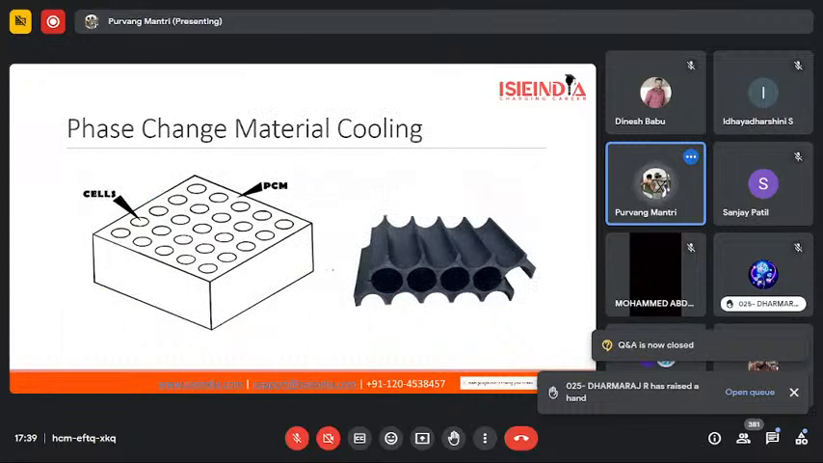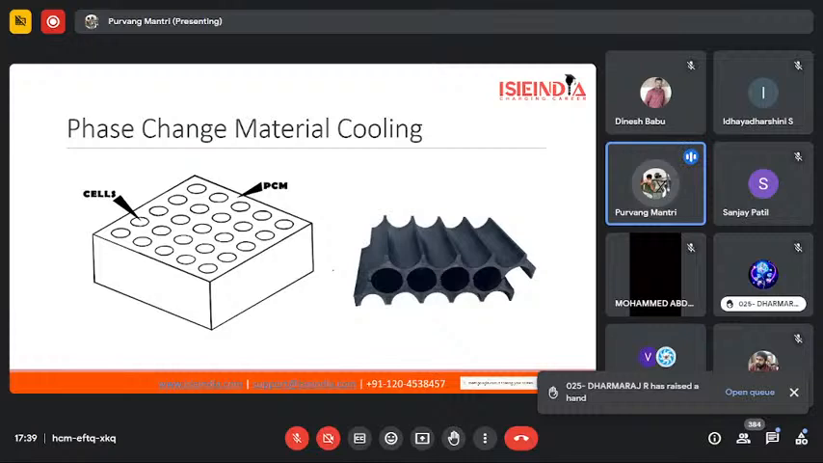And the last one is the phase change material method. Everyone would be aware of wax and paraffin wax, and those are the preferred PCM materials used for this cooling method. In that case, the wax would absorb the heat of the cells and change its phase, and it would give away the heat and again change its phase back to a solid medium.